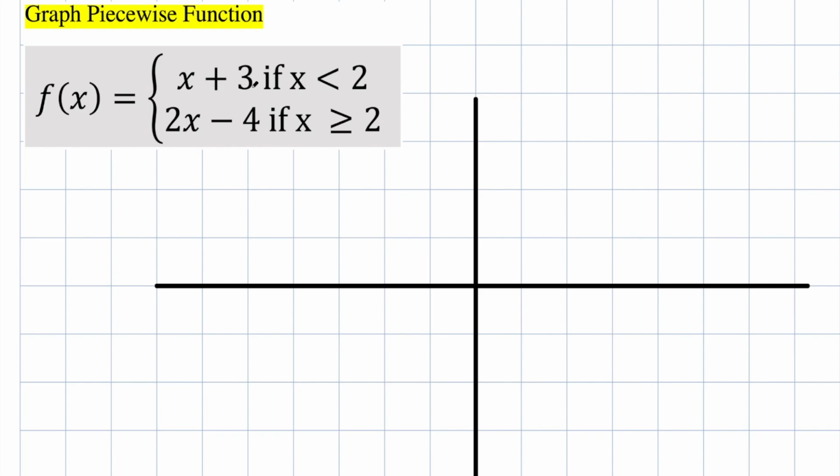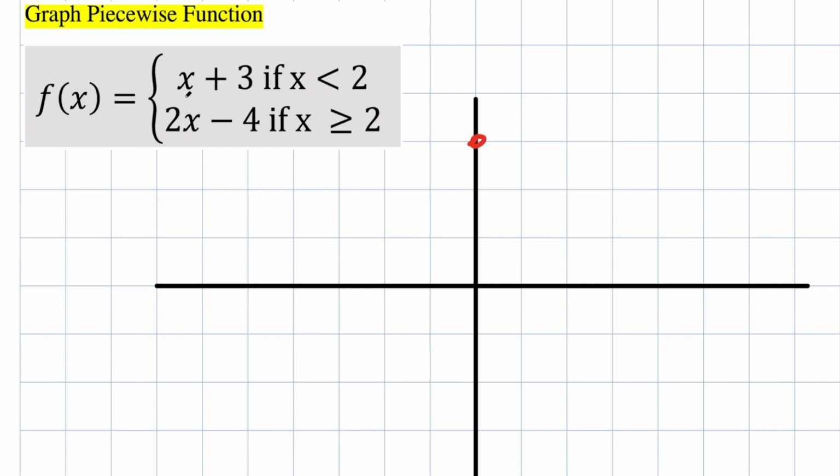And it's saying if x is less than 2. So we're going to have to use an open circle. So let's first try when x is 0, the y value is 3. So if x is 0, the y value is 3. 1, 2, 3. And we're going to put a dot. And it's saying if x is less than 2.